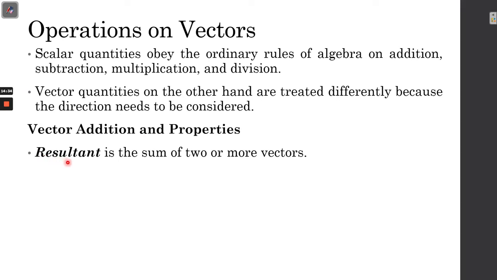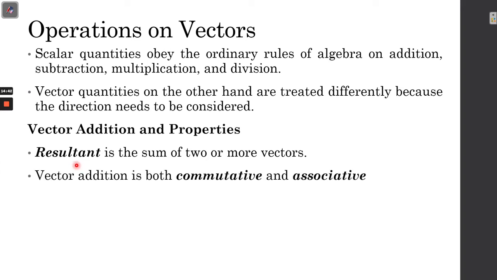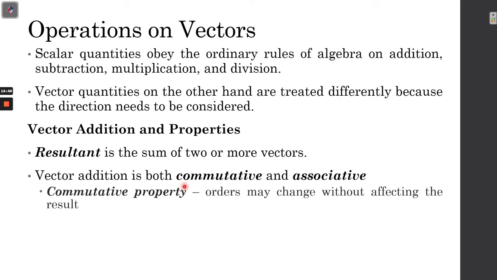The resultant is the sum of two or more vectors. When we add vectors, the resultant is what we call the sum of the two vectors. Vector addition is both commutative and associative. When we say commutative, the order may change without affecting the result. So if we have vector A plus vector B plus vector C, it should be equal to, if we change the order, vector C plus vector B plus vector A.